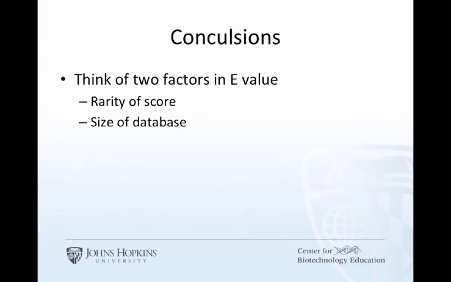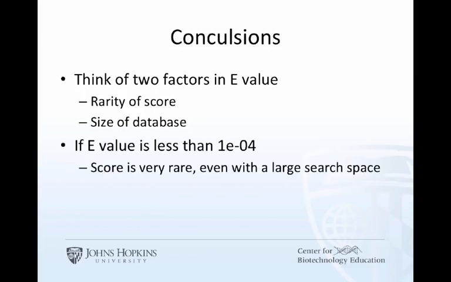So let's consider these factors in the e-value. How rare is your score? How many events or sequences searched? If the e-value is less than 1 times 10 to the minus 4th, and 1e-4 is another way of writing that, then your score is rare, even considering the database size. And when that happens, conclude that your sequences are related or homologous.